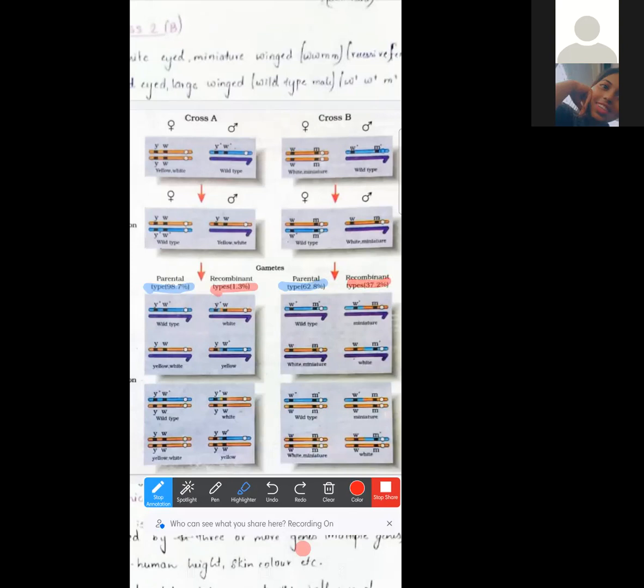So why so large a difference? The cause of this difference is, as you've seen in the crossing, the distance between the Y plus or W plus, or Y and W, is not much larger. They are tightly packed. We can say that. But in case of cross B, the distance between W and M, or W plus and M plus gene, is quite large. And we can say that they are loosely packed. And we know recombination is favored by loosely packed chromosomes. Therefore, the recombinant percentage is high in cross B.